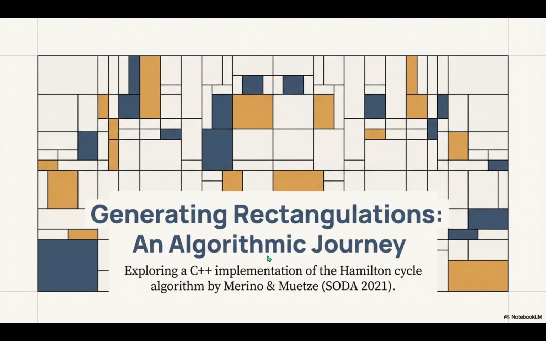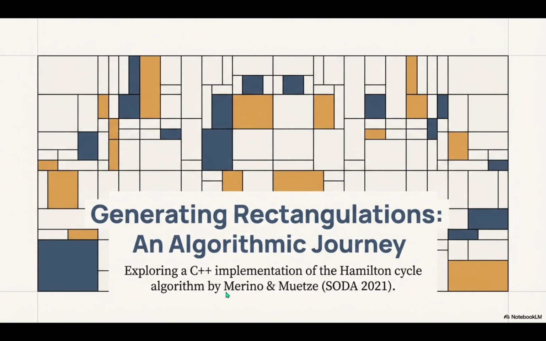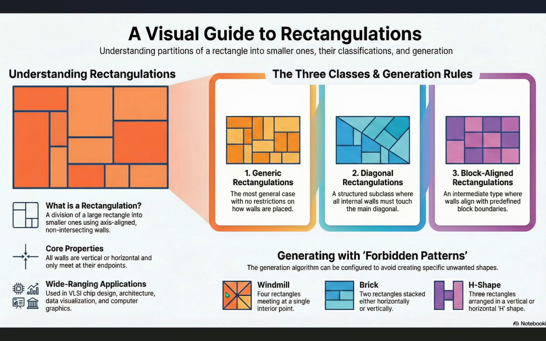So our mission today is pretty straightforward. We want to deep dive into the C++ blueprint that lets a computer systematically, efficiently generate every single possible way to partition a rectangle into smaller pieces. We're talking about an engine that can just crank out millions of unique geometric designs a second. It's a really classic area of study, actually.